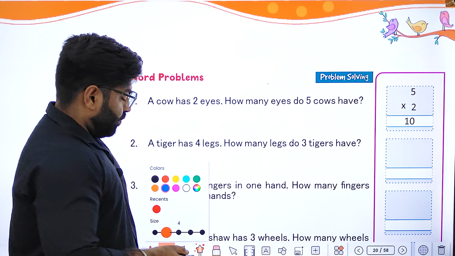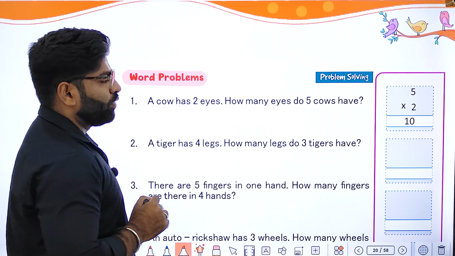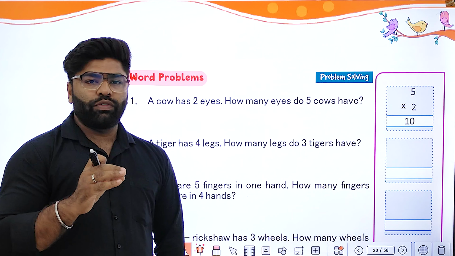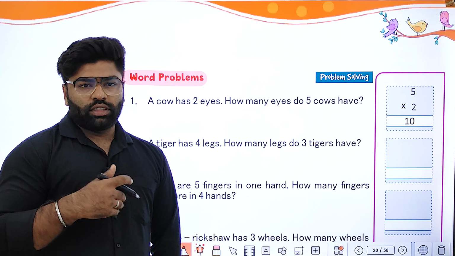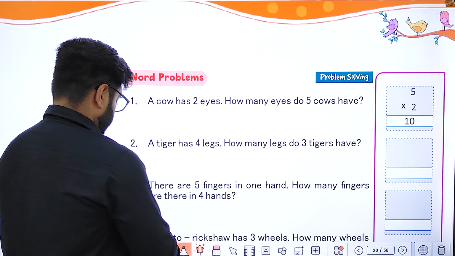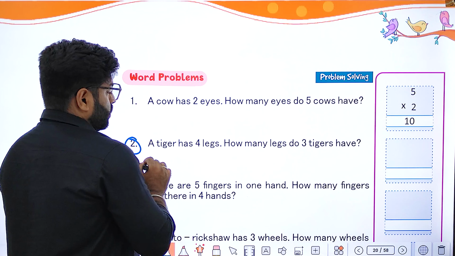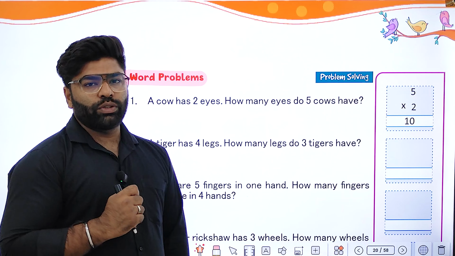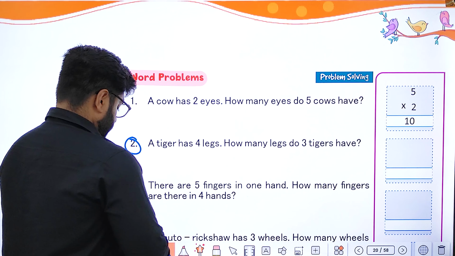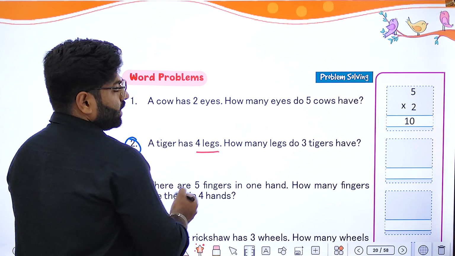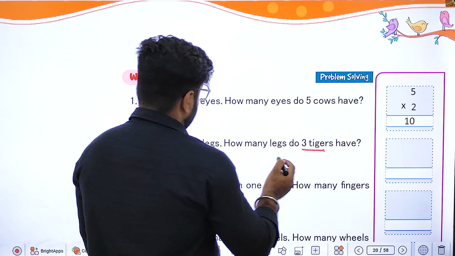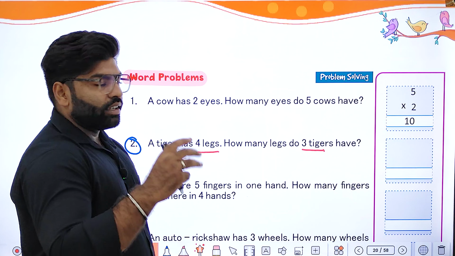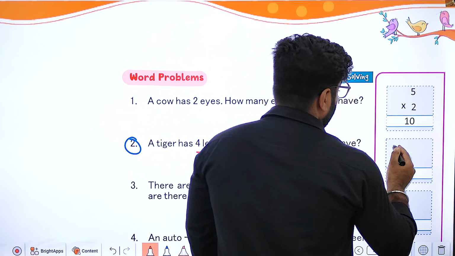Students, now we have word problems here. In word problems we have to remember one thing. If we are collecting the same number of things or amount in the same way, then we see what we have here. If we are given the value of one commodity and asked for many, then we use the concept of multiplication. Here a tiger has 4 legs. How many legs do 3 tigers have? We are given the number of legs of one tiger and asked for 3 tigers, so we use multiplication.